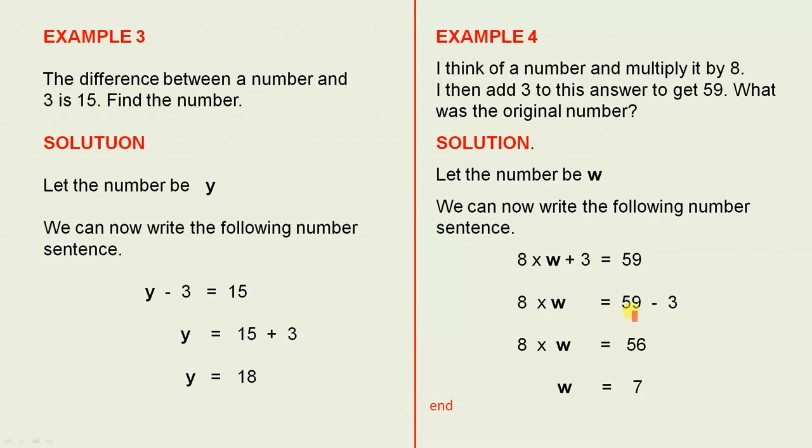8 times w equals 59 minus 3. 8 times w equals 56. So w equals 7 because 8 sevens are 56.